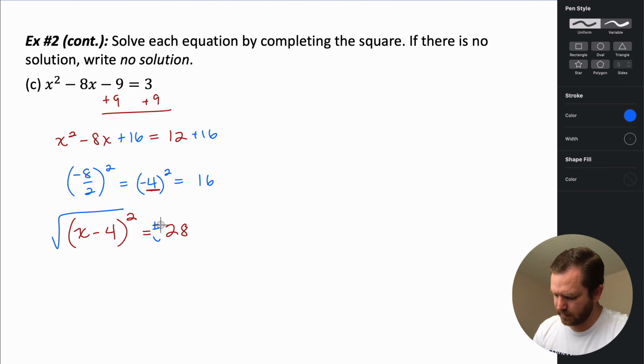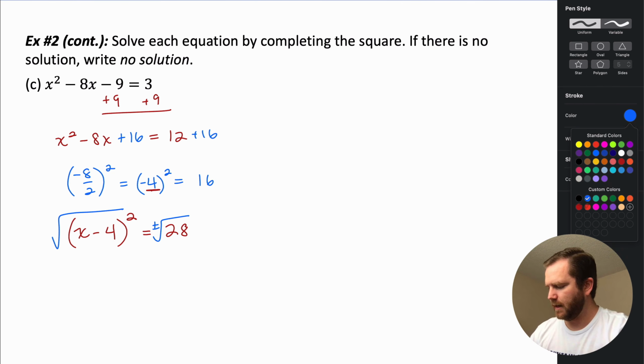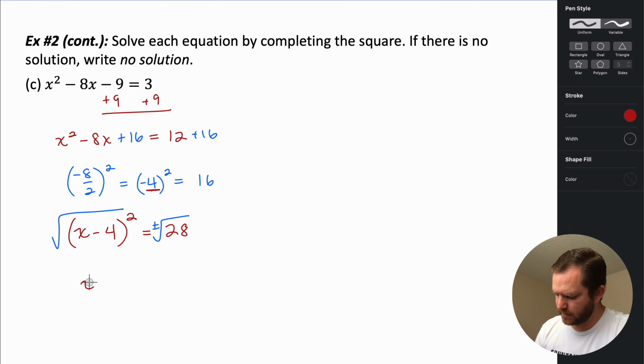Okay, so let's go ahead and take the square root of both sides. Remember, it's going to be plus or minus here. And taking the square root of a quantity squared gives me just that quantity. So it's going to be x minus 4 equals the square root of 28. Is it a perfect square? It is not.